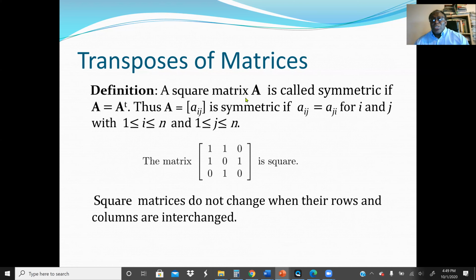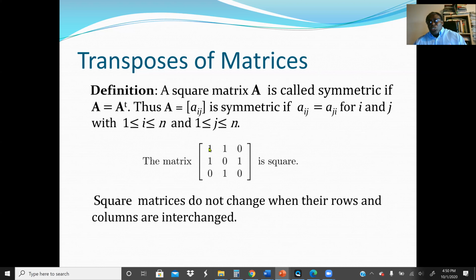So a square matrix A is called symmetric if A equals A transpose. So let's see this example. Sometimes we may have a matrix where, when we transpose it, we get the same result. So matrix A, when we transpose matrix A, change the rows to columns or columns to rows, we will still get the original A. Example given here, yes, this is a symmetric matrix.